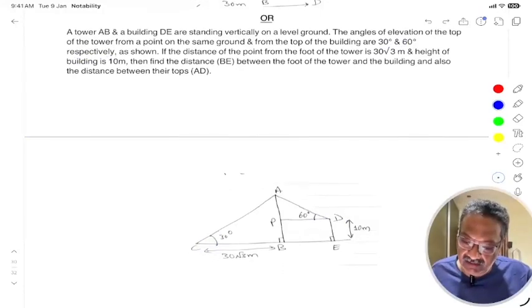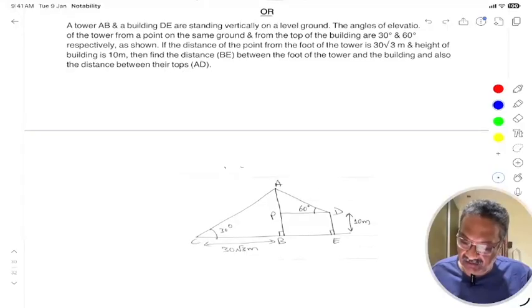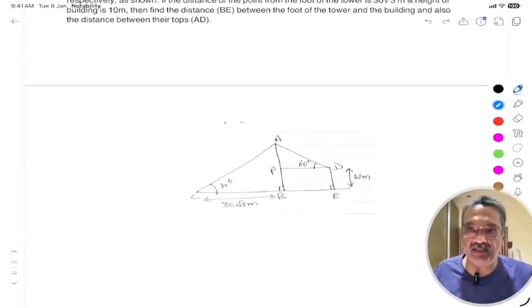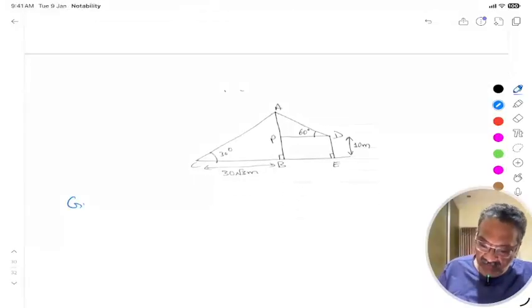If the distance of the point from the foot of the tower is 30 root 3, this distance is 30 root 3, and the height of the building DE is 10 meters. Find the distance BE. This distance we have to find out, and also AD, between the tops. Okay, simple. When a diagram is given, not much to worry. See what they have given.